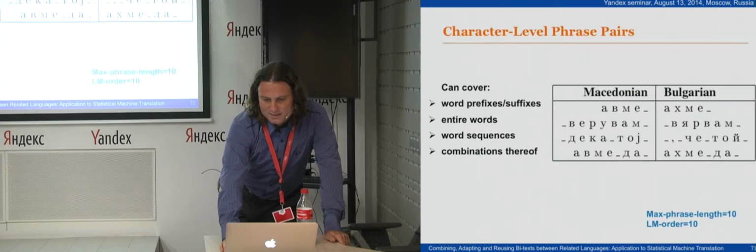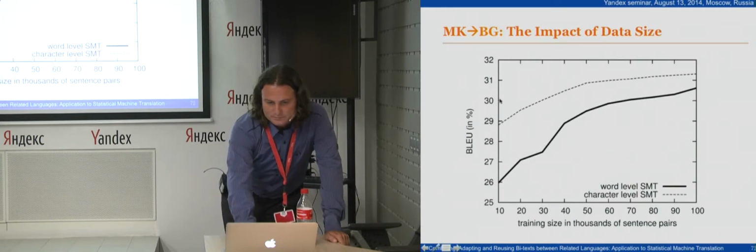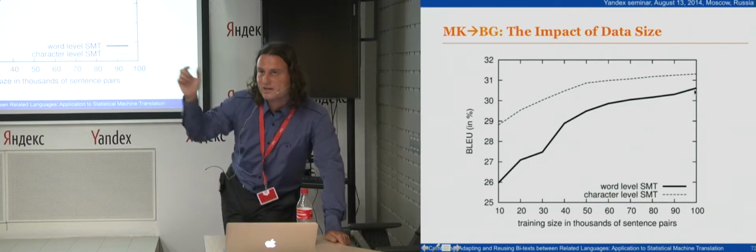So is it better to translate with words or with characters between closely related languages, like between Macedonian and Bulgarian? This is translation with characters, and this is translation with words. And this is BLEU. So you see that when you have little training data, it's better to translate with characters. When you start having more data, it's better to generalize at the word level.